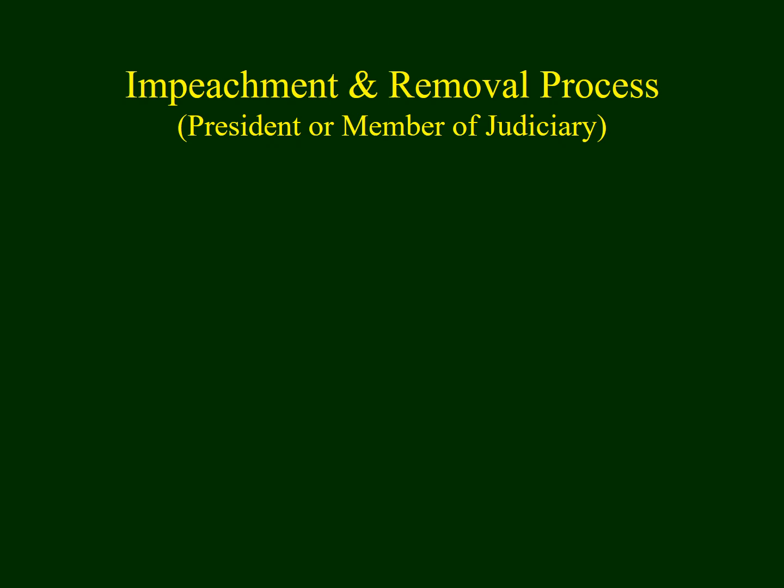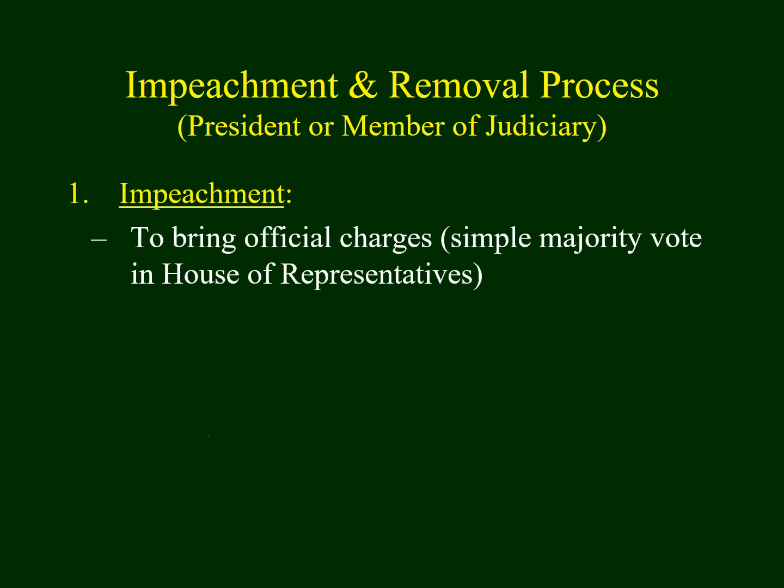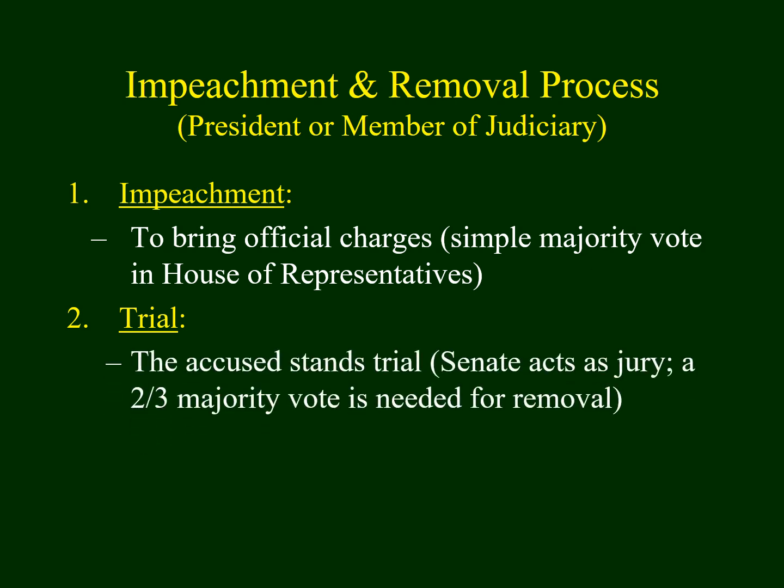Often there's confusion over the proper definition of the word impeachment. If you want to remove the president or a member of the judiciary from office, there's a two-step process. The first of those steps would be impeachment. This would mean that official charges would be brought against the president. In order to have this take place, you would need a simple majority vote in the House of Representatives. If the president has been impeached, in order to determine his guilt or innocence, there would be a trial. At the end of that trial, each individual senator would act as a juror. In order to remove the president from office, a 2/3 majority vote is needed.